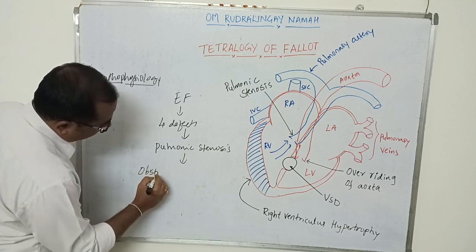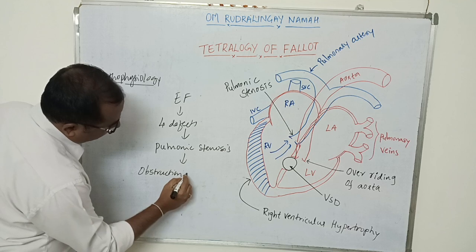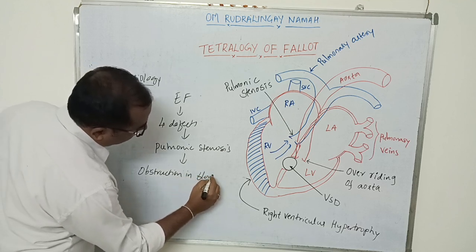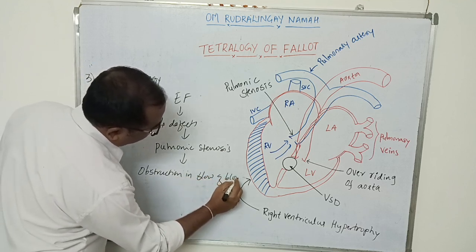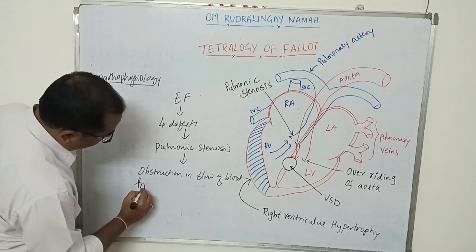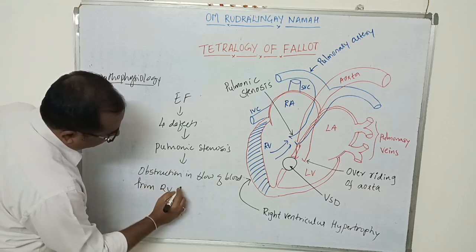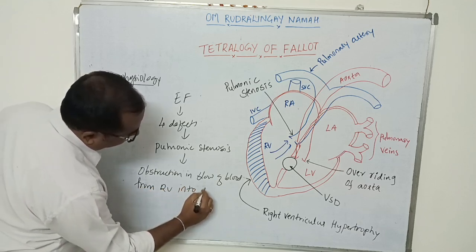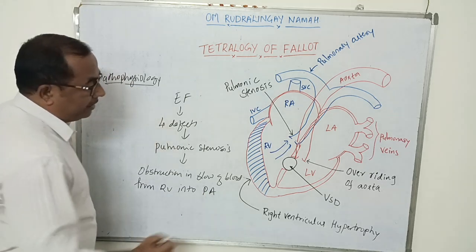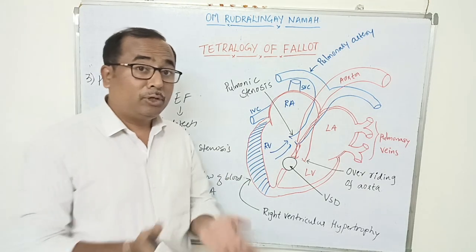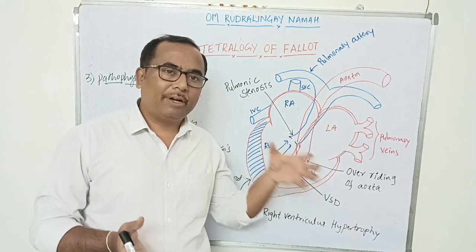There is obstruction in flow of blood from right ventricle into pulmonary artery. Why? Because the pulmonary valve leaflets are unable to open completely during the contraction of right ventricle.